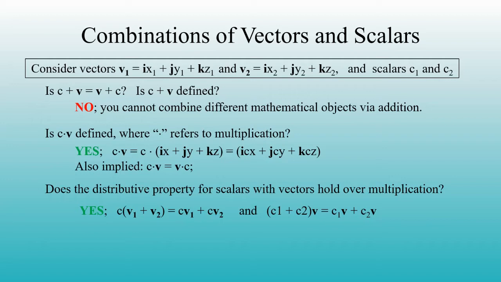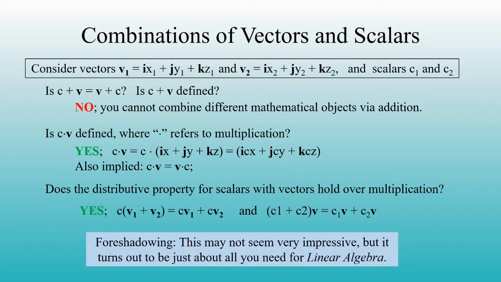Now, the fact that these rules of vector arithmetic actually hold might seem like much ado about nothing, but it's not. It turns out that the rules of vector addition and subtraction combined with the rules of multiplication of vectors with scalars is basically all the vector algebra you need to create the important and powerful mathematical field known as linear algebra.